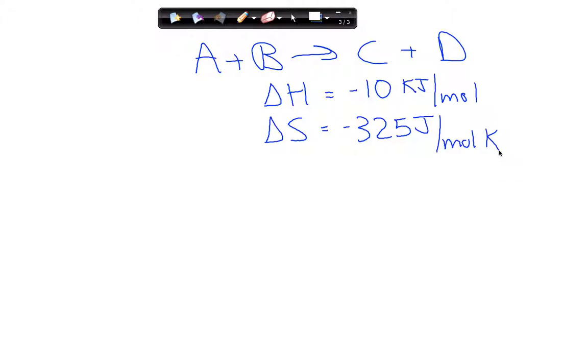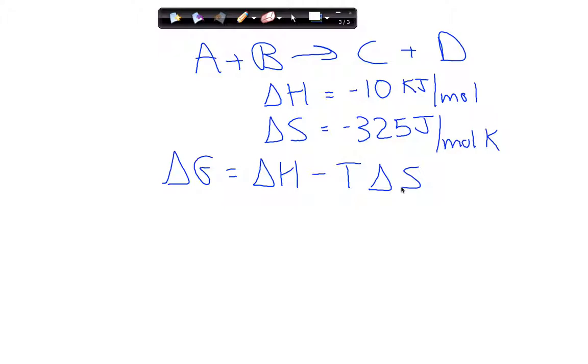So guys, the question then becomes this. In what range of temperatures is this process spontaneous? So how do we figure that out? Where do we start? We need an equation. So we're going to go delta G is equal to delta H minus T delta S.